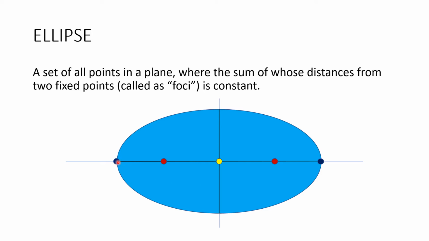The points of intersection between our major axis and the ellipse are called the vertices. These two points are the two points where our minor axis intersects with the ellipse.